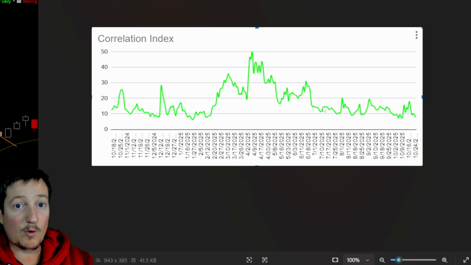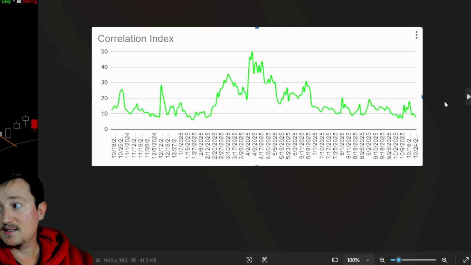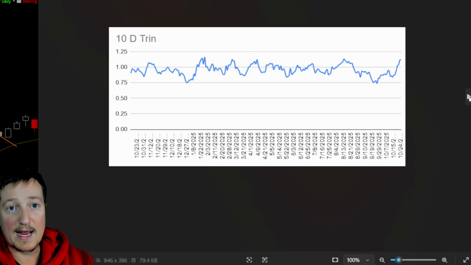Okay, so this is the correlation index. It basically takes all of the top 50 stocks in the S&P 500 and tells you if they're correlated or not. And I like to look at this with the VIX. But essentially, whenever you're below 10, it's a little bit risky. There's a lot of complacency in the market because every time it gets below 10, we tend to have a little pullback in the market. Okay, so that's the correlation index below 10.